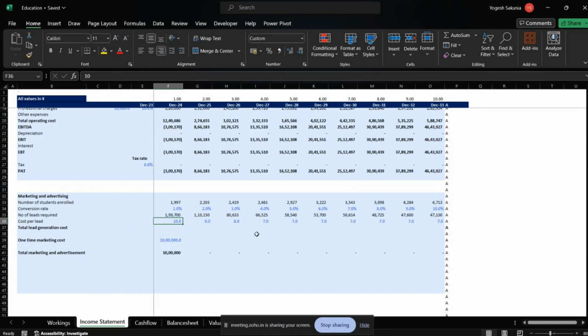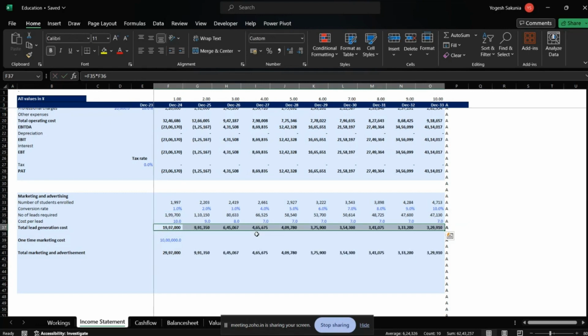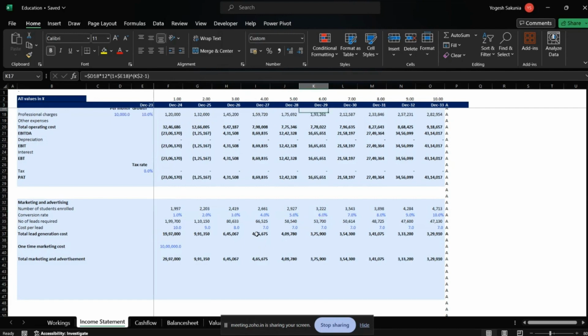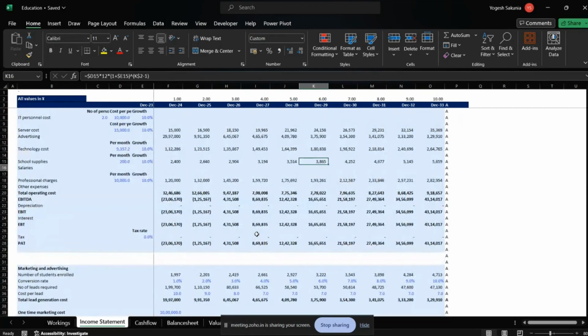Number of leads required, we've got that. So the total lead generation cost is this multiplied by this. That is the lead generation cost for us. If you see over a period of time, the lead generation cost is coming down substantially, because as your conversion rate improves, this becomes a more feasible business for you. So that is there for the marketing cost.